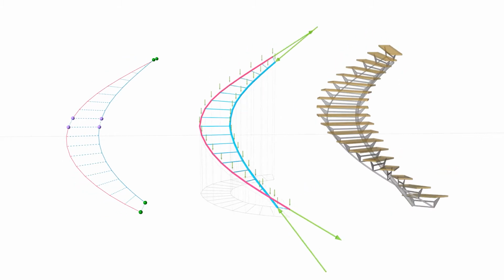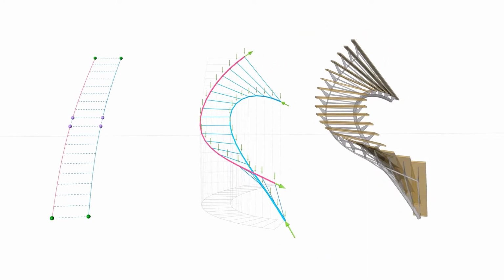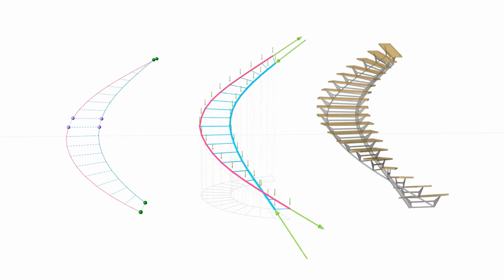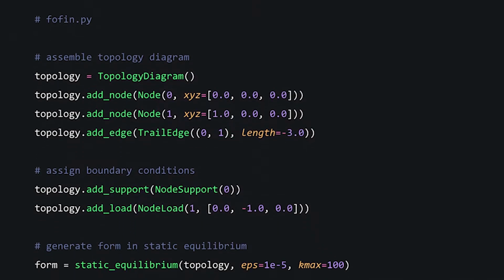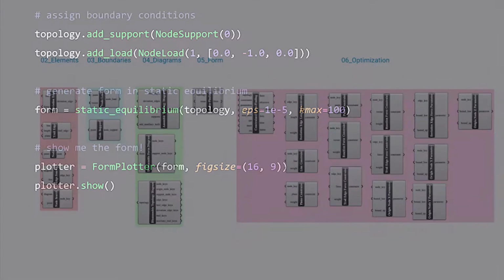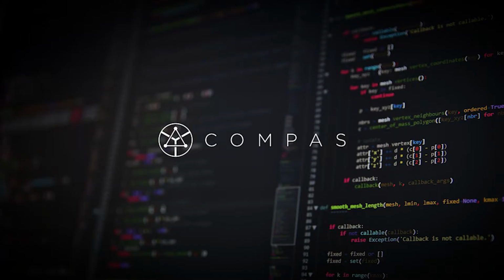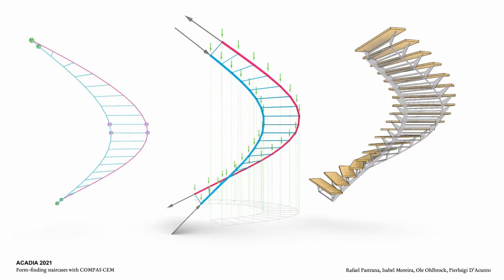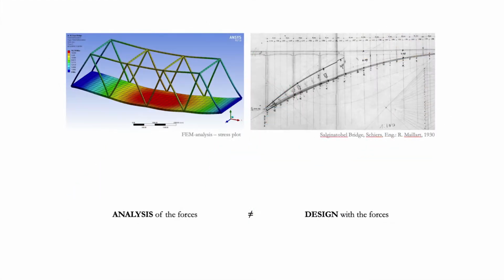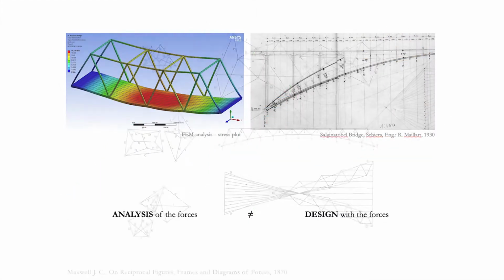In this workshop, participants learned how to form find staircases using the Combinatorial Equilibrium Modeling framework and its computational implementation, COMPAS CEM, in both Python and Grasshopper. COMPAS CEM is a new design tool that uses automatic differentiation to generate elegant and efficient structural forms subjected to geometric and force constraints. To achieve the learning objectives of this workshop, we followed three main thrusts.